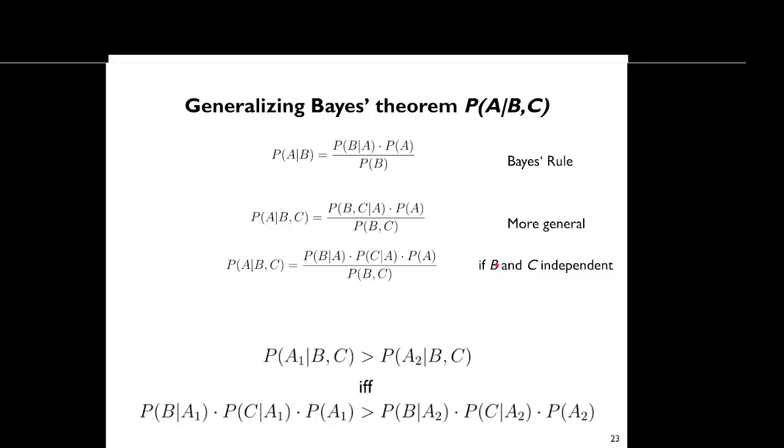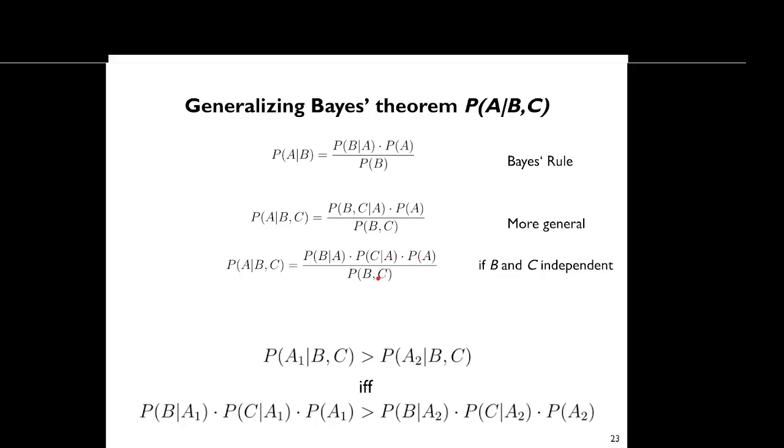We can say that B and C are independent of each other, and then we can change this formula into this one, and this conditional probability becomes these simpler two conditional probabilities, namely given A, the likelihood of B, given A, the likelihood of C, multiply those two, rest stays the same.